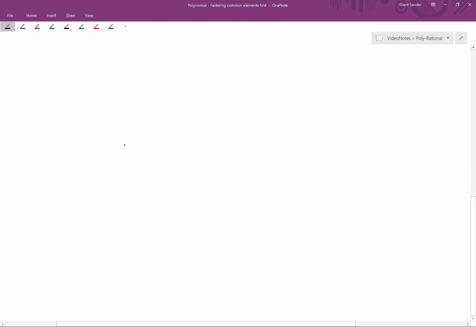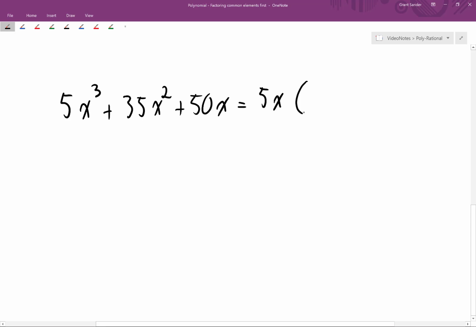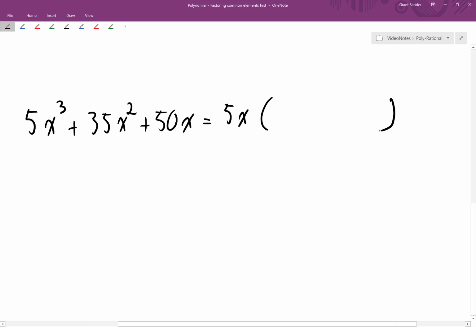So let's look at the polynomial expression 5x cubed plus 35x squared plus 50x. So 5x cubed plus 35x squared plus 50x. Well, let's start by factoring out any terms that occur in all of these three terms. So each one of these is a multiple of 5. The coefficients are each a multiple of 5, so we can factor out a 5. And then each one of the terms also has at least one x in there. So we can rewrite this as 5x times some polynomial expression. We can factor out a 5x.